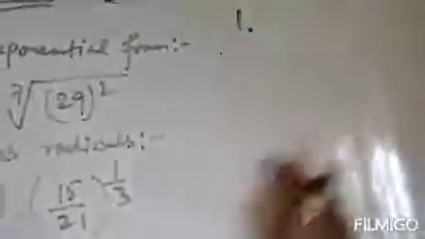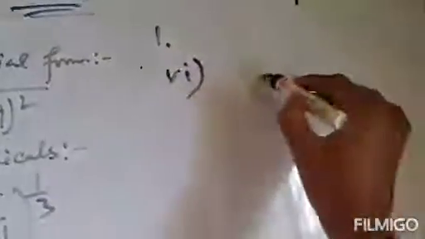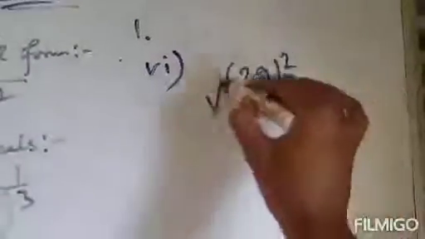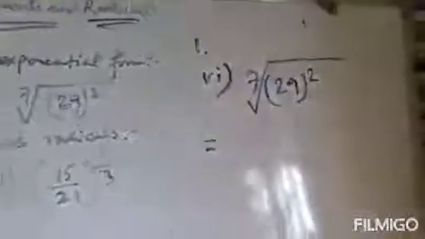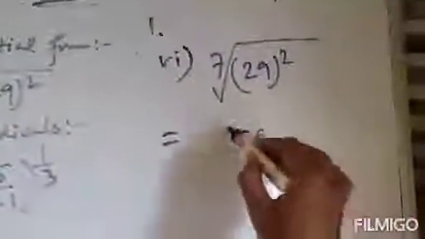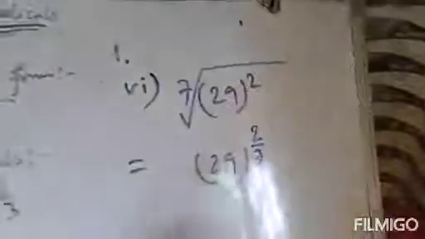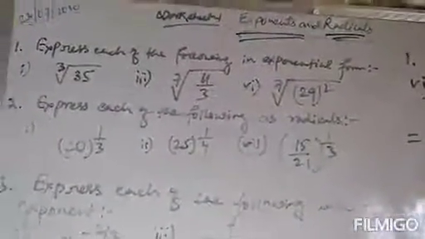Next, question number 6, that is 29 to the power 2, that is 7. So here base is 29, here base is 29. Just compare this. So base is 29. Now if you compare, m is 2, and n is 7, so it will be 29 to the power 2 by 7. That is your exponential form. So in this way we can easily solve this question, from radical form to exponential form. Clear? So it's very easy questions.